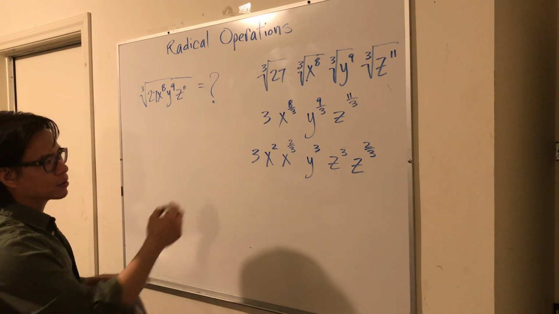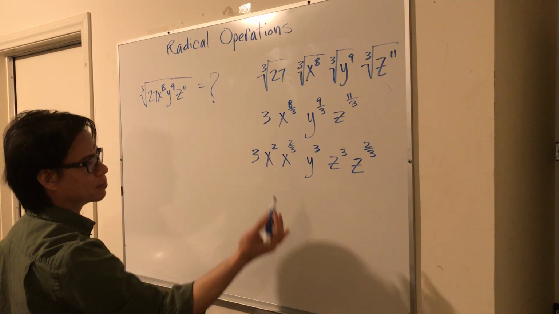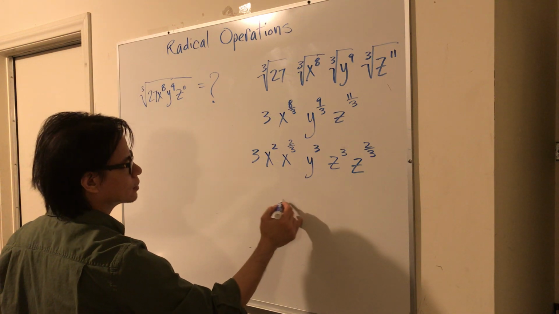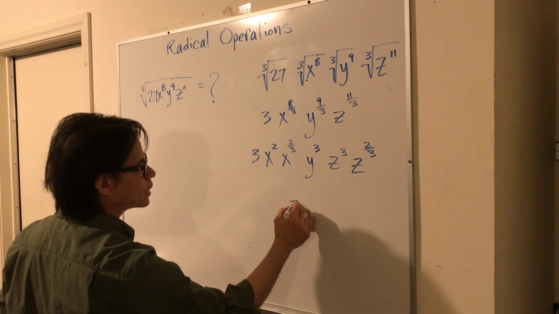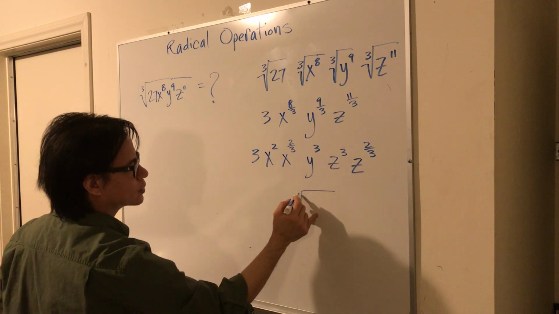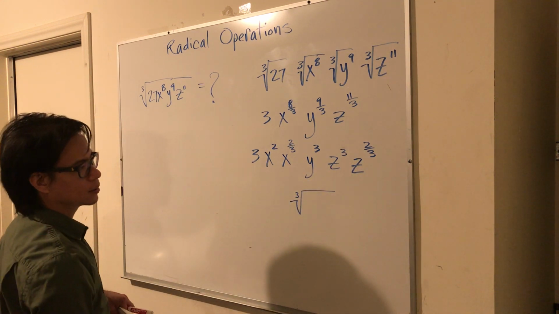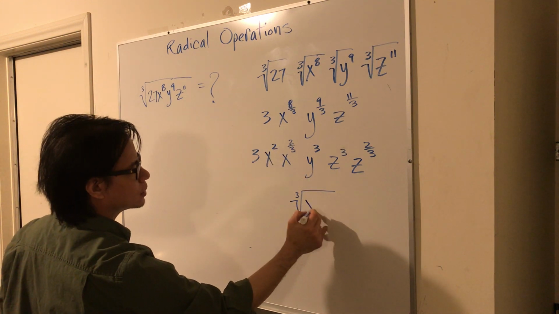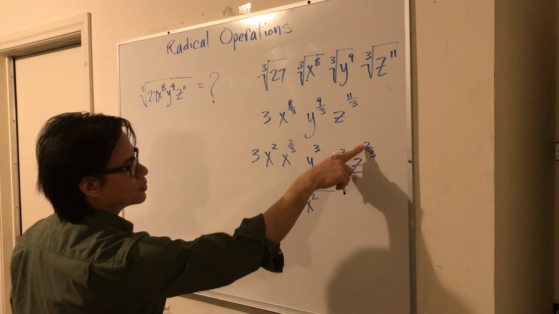Okay? So I'm just going to rewrite this in a prettier way. We don't want to have fractions, so we're going to write it as a radical, with the 3 on the outside. On the inside, you have x to the 2nd power, and then z to the 2nd power.